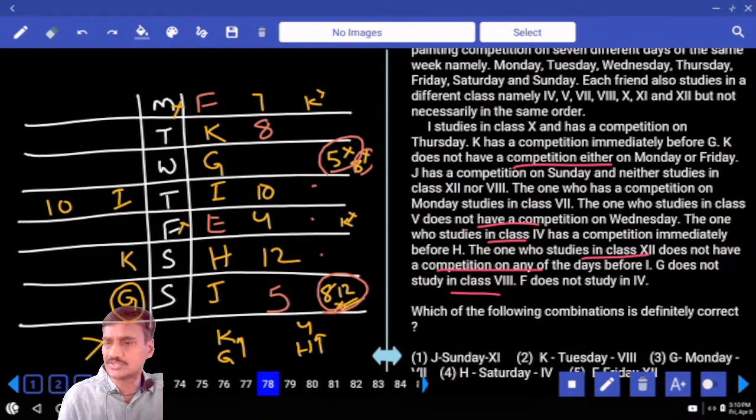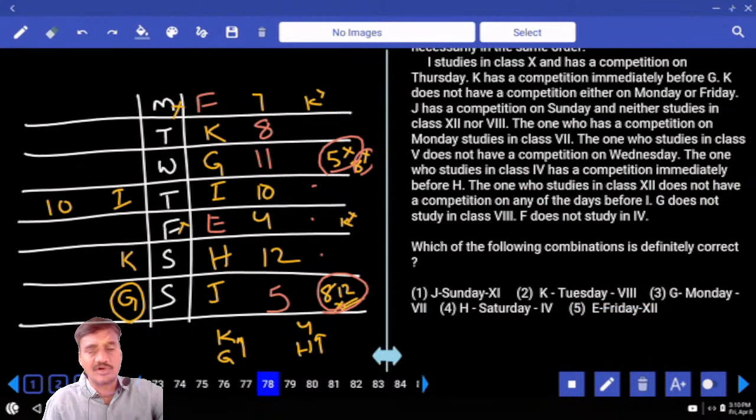And 6 is done? 6 and 4, 5, 7. 6 is not here; 7, 8 and 11. Now this person G is on 11. G studies 11th class. Then which of the following combination is definitely correct?